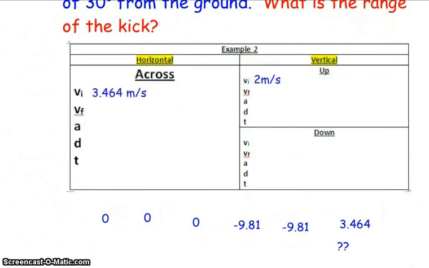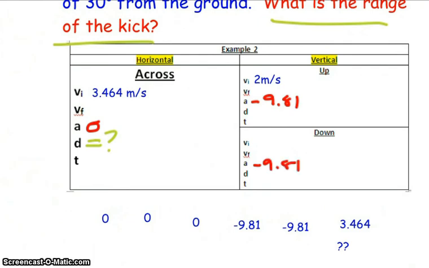The question is, what is the range of the kick? So this is our question mark. Now if we fill in what we know, horizontally we know our acceleration is 0. Vertically we know our acceleration is negative 9.81. The other thing we can usually fill in is something to do with velocity. Well, on the way up, our final velocity is 0. On our way down, our initial velocity is 0.